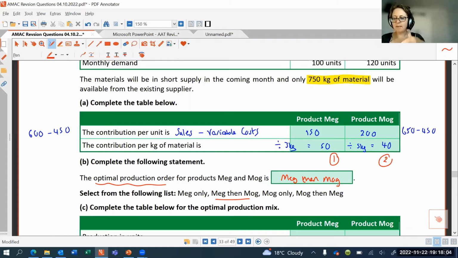So do not be lulled into thinking that MOG makes more money, so it's the favourite. You've got to find the contribution per unit of limiting factor. You've got to look at your scarce resource and see which one makes the very best use of that one. So in this case, MEG.